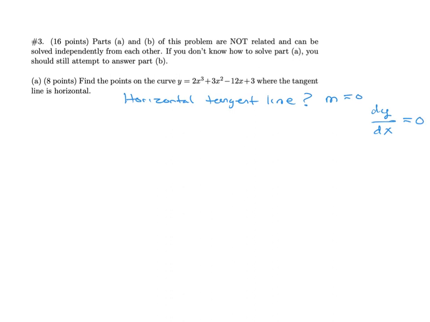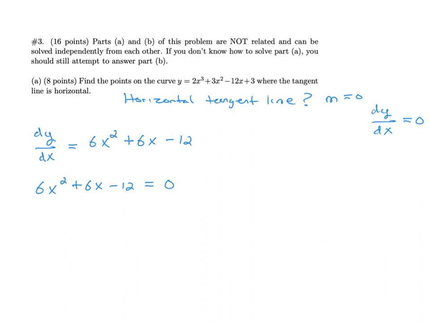So I'll take this equation y and find dy/dx, or y prime. When we do that, we get 6x squared plus 6x minus 12. Any place where this derivative is defined and equal to 0, there must be a horizontal tangent line on the graph. So basically, we need to solve this problem here. When does this happen?